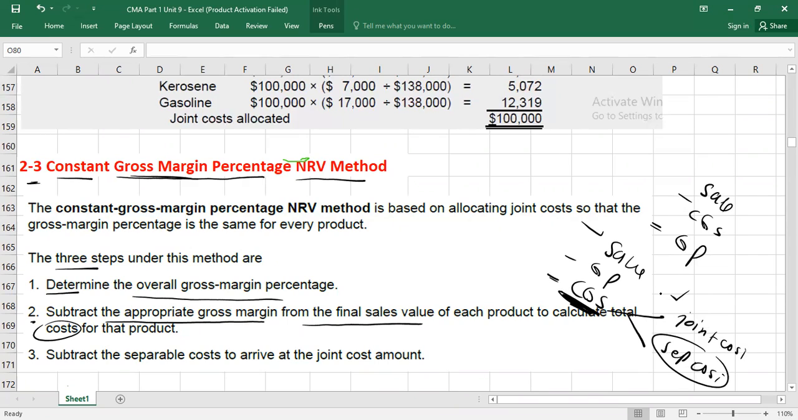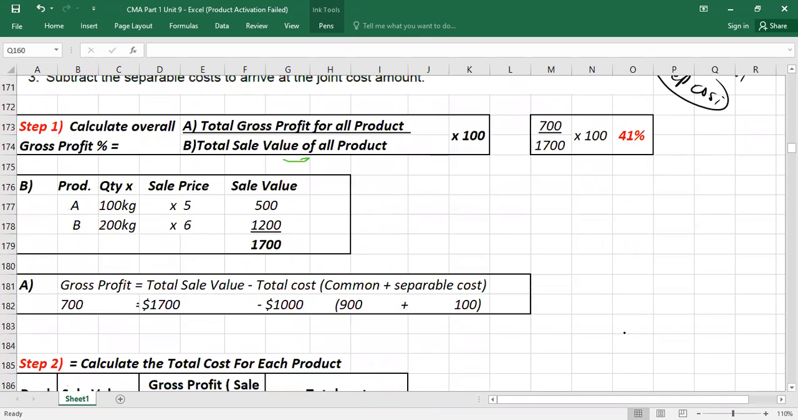Actually, this is what I'm going to do. First, I will calculate gross profit percentage. Then I will deduct from sale the amount of gross profit. I'll get total cost. And then from the total cost, I'll deduct separable cost. I'll get joint cost. This is what I want to calculate actually. Joint cost you will automatically get. But how can these three theoretical concepts be applied in calculation? So here we go. Step number 1, guys, need concentration. This is step number 1 written.